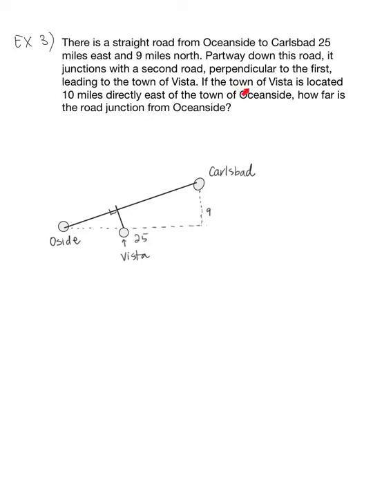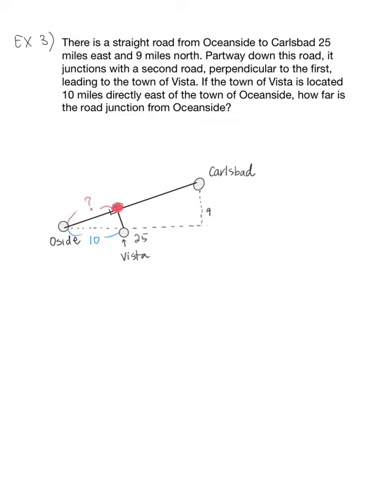Let's go with the third one. It says, if the town of Vista is located 10 miles directly east of the town of Oceanside. That's basically telling us that the distance from Oceanside to Vista is 10 miles. And here comes the question. How far is the road junction from Oceanside? So the road junction that they're talking about is here. This is your road junction, and they're asking you what is the distance from Oceanside to this new junction. So here's the picture for it.